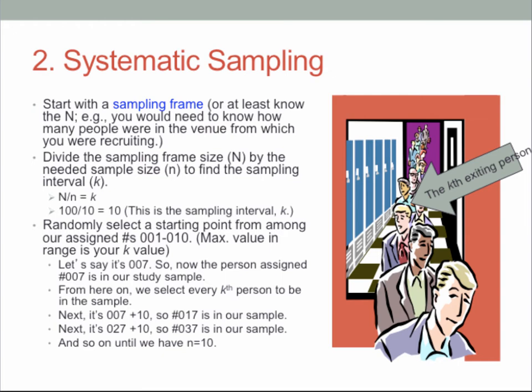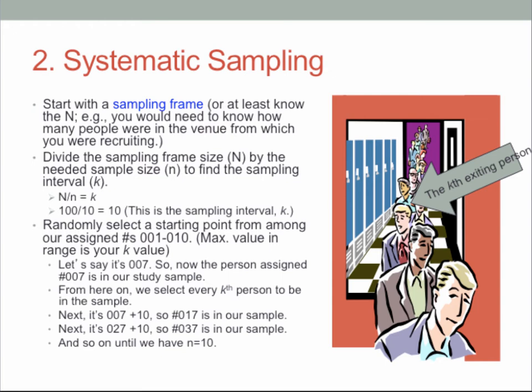So what this means is that for every 10th person to come in, or that we pick, that person is going to be in our sample. So we randomly select the starting point from among our assigned numbers from 1 to 100, or 10, and then we assign a value. So let's say it's 007. So now the person assigned 007 is in our study sample. So then, from that point on, every 10th person from 007 is going to be in our sample. So then we started with 007, so we add 10 people, so the next person will be 17. The next person from there will be 27. Next person would be 37.